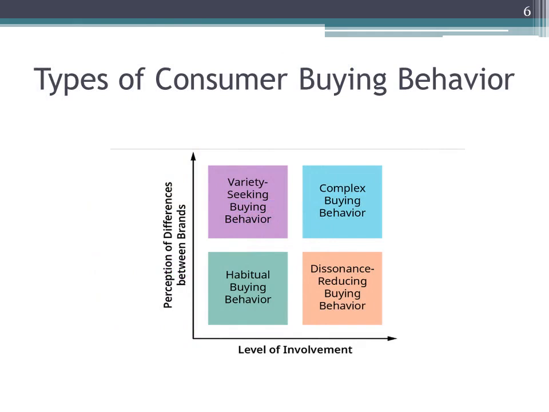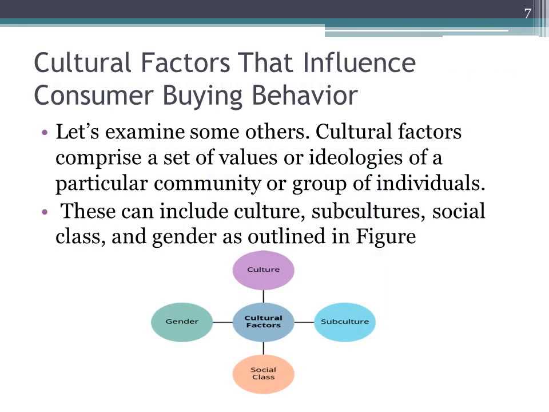Types of consumer buying behavior: variety seeking buying behavior, complex buying behavior, habitual buying behavior, dissonance reducing buying behavior. Cultural factors that influence consumer buying behavior: cultural factors comprise a set of values or ideologies of a particular community or group of individuals. These can include culture, subcultures, social class, and gender, as outlined in the figure.